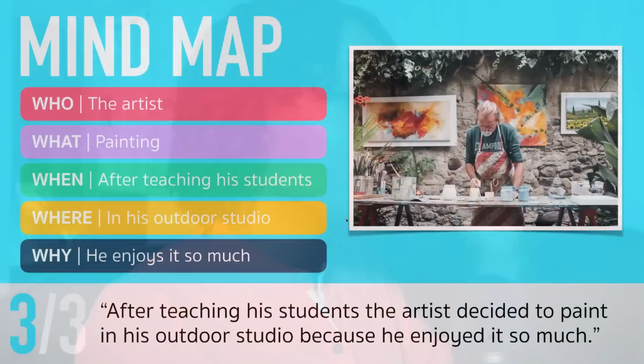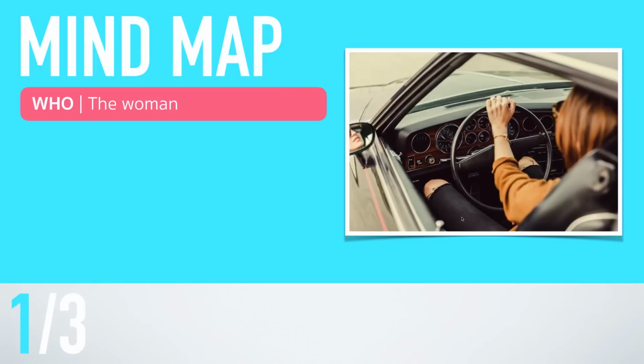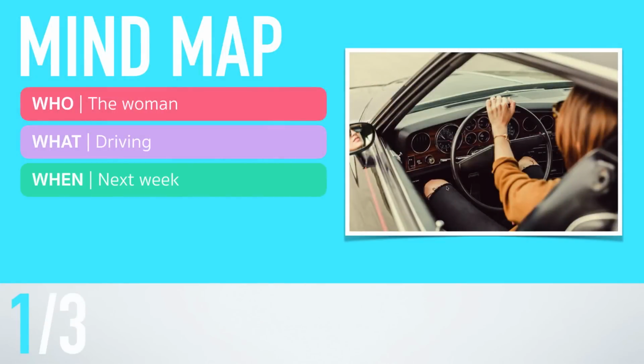All right. So look at this image. She's in her car. She's driving. Who is this? Well, I'm going to say, it's the woman in the image. But what is she doing? She's driving. Now, you see, we're going a little faster because you're getting the hang of it now, right? It's making sense. Like, teacher, I see what you're doing, teacher. Looking at the image. Now, let's see when. Now, I'm going to say next week.